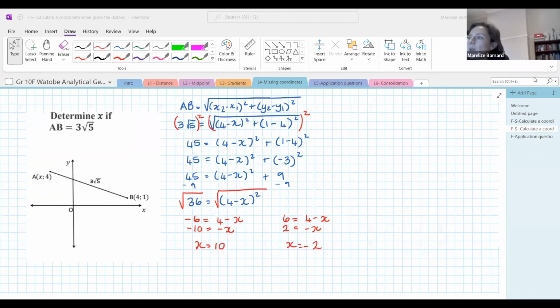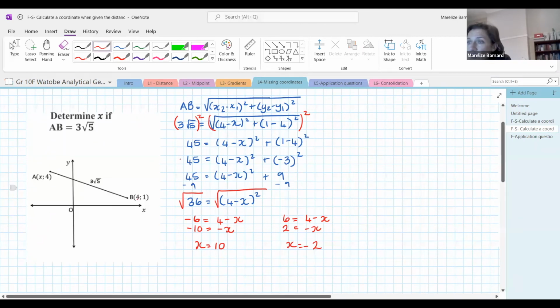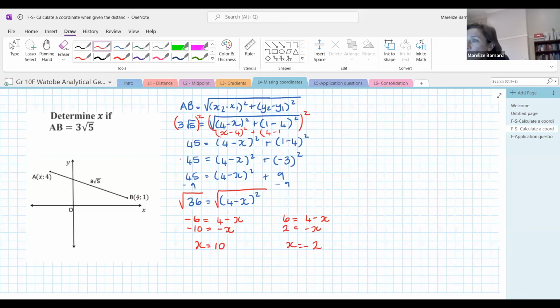So I wanted to know if that is right. I think what you mean is that if you didn't go 4 minus x, so you didn't go b minus a, but you went a minus b, so that you got x minus 4, like that. Is that what you mean? Yes, ma'am. And then you get 4 minus 1.